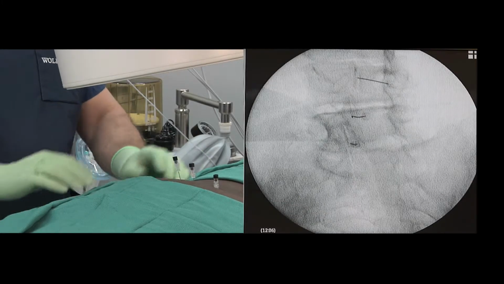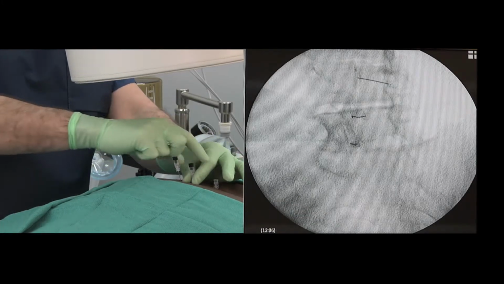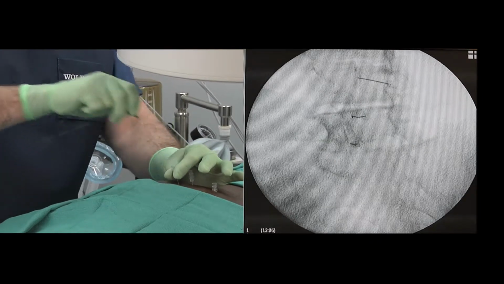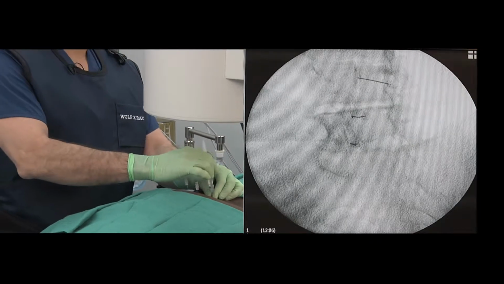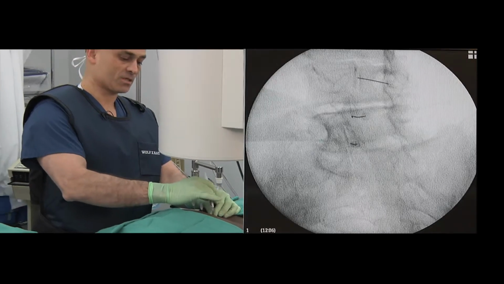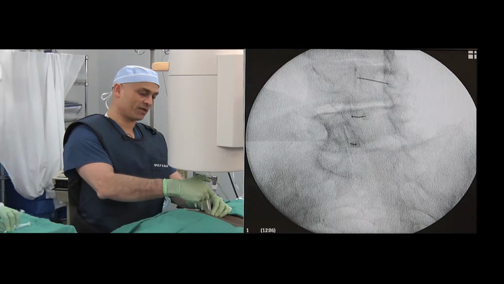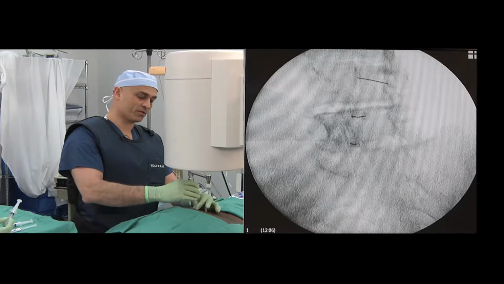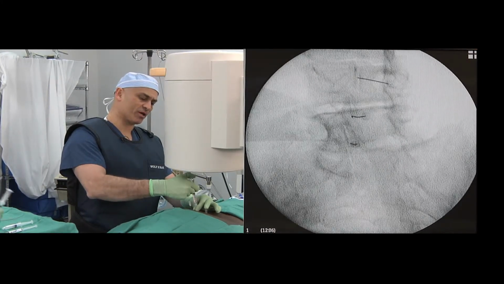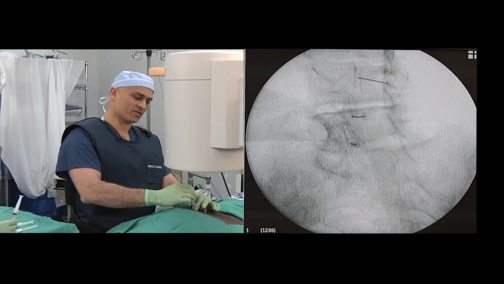Having advanced the needles into the joint space, the stylets are removed from the needles and a contrast material is injected to identify correct placement of the needles. The arthrogram also provides some information as to the degree of degeneration within the lumbar facet joints.